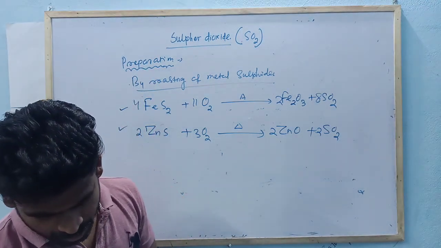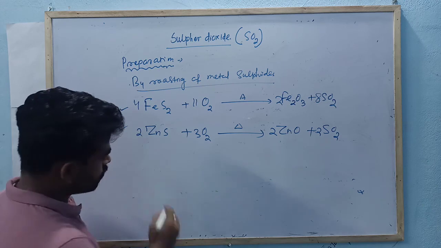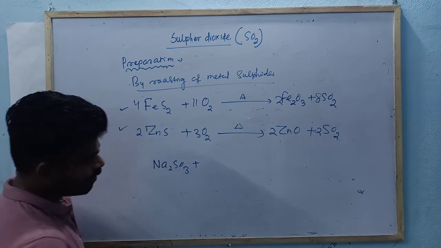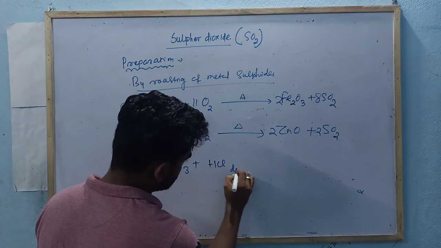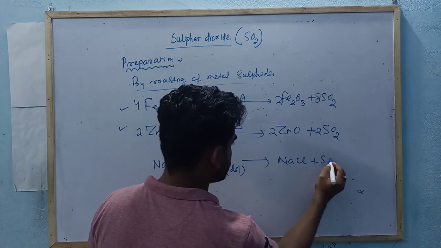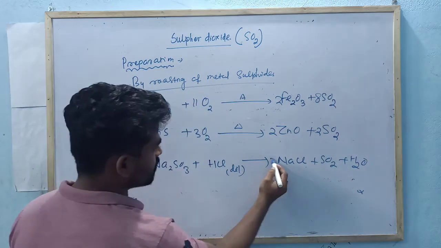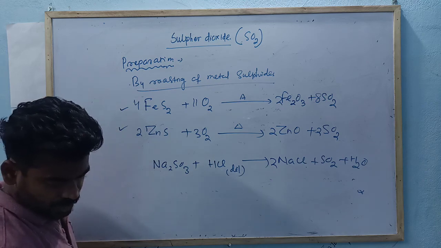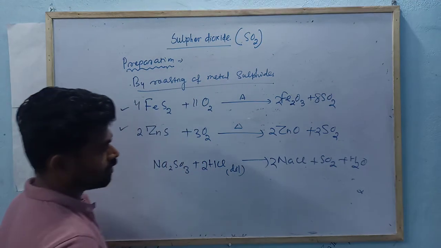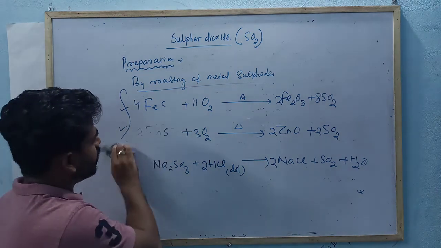Next, you can also treat some sulfites, so sodium sulfite, Na2SO3, on treatment with dilute HCl. This HCl is dilute. So you definitely get the salt NaCl plus SO2 plus H2O. So this is the equation. If you balance it, this will be 2 NaCl, and so here 2 HCl. The equation is balanced. So these are the several methods of preparation of sulfur dioxide.